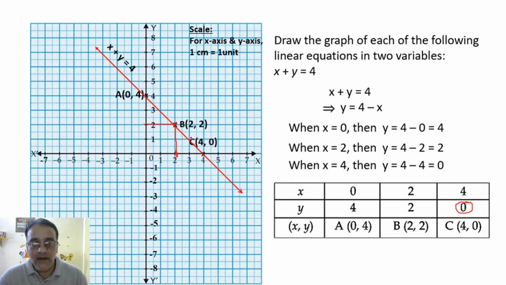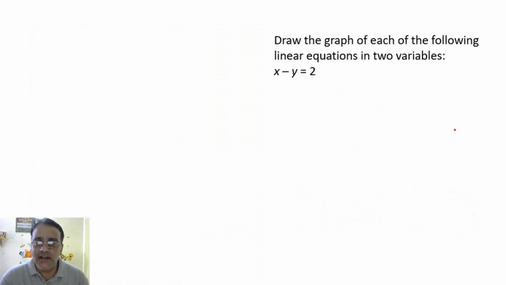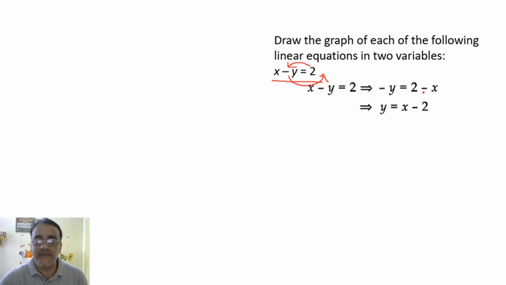Okay. Now let us move towards one more example. Draw the graph of this linear equation. x minus y is equal to 2. So shift 2 to this side and y to this side. So what will you get? y is equal to x minus 2. Now if x is equal to 0, what will you get?